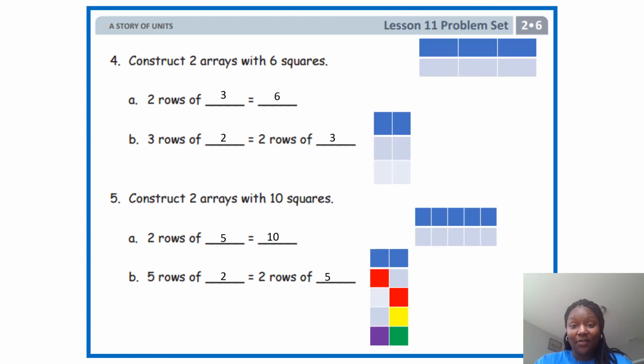And we are at the finish line. I constructed my 2 arrays with 6 squares, and I got A, 2 rows of 3 equals 6, B, 3 rows of 2 equals 2 rows of 3. And then 5, 2 rows of 5 equals 10. B, 5 rows of 2 equals 2 rows of 5.